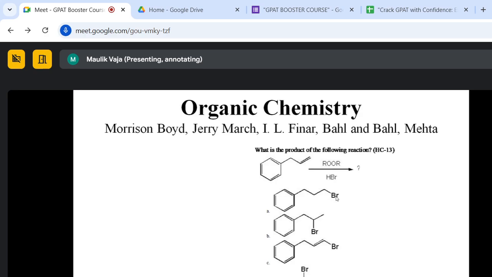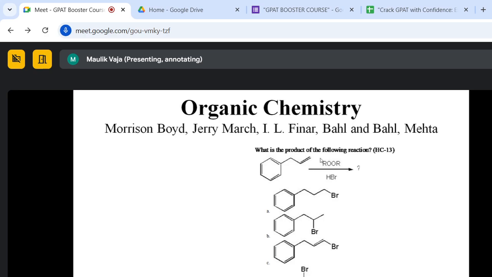Why anti-Markovnikov addition reaction? Here peroxide is shown, ROOR. So HBr and ROOR, that is nothing but peroxide. Because peroxide is present, you will get the product having bromine attached to the carbon having more number of hydrogens, according to the anti-Markovnikov rule. And in the Markovnikov rule, hydrogen will go with the carbon having more number of hydrogens.